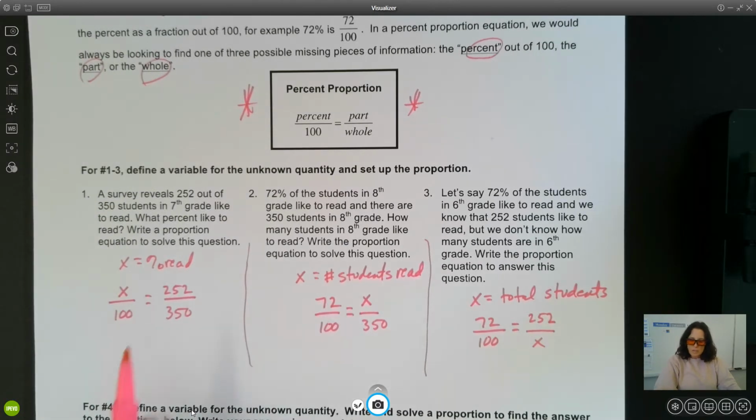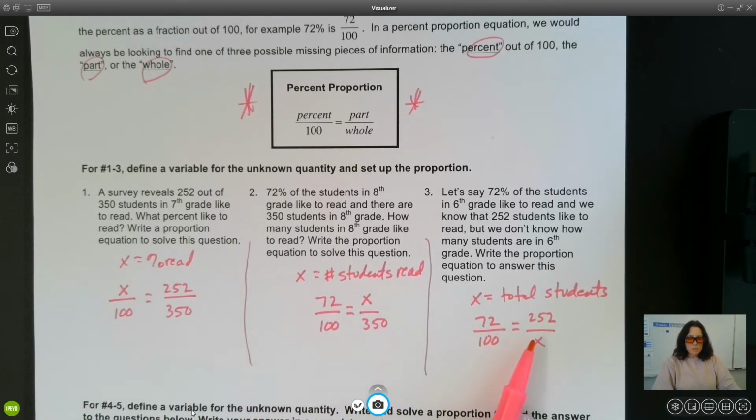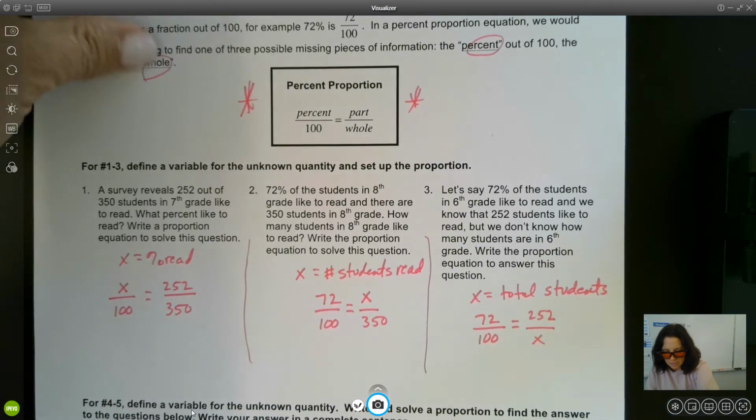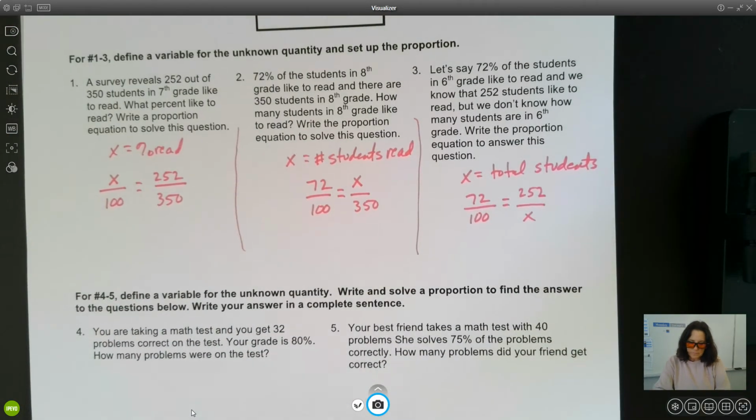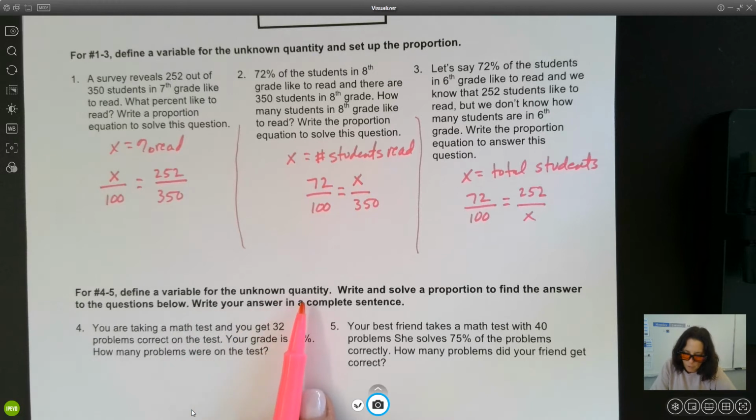Okay, so these are the three types of problems, and we're going to use these ideas here to solve the next handful of questions. All right, so number 4. Define a variable for the unknown quantity. Write and solve a proportion to find the answer to the questions below. Write your answer in a sentence. Okay, you're taking a math test and you get 32 problems correct on the test. Your grade is 80%. How many problems were on the test?